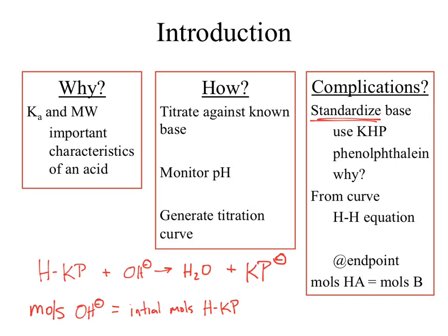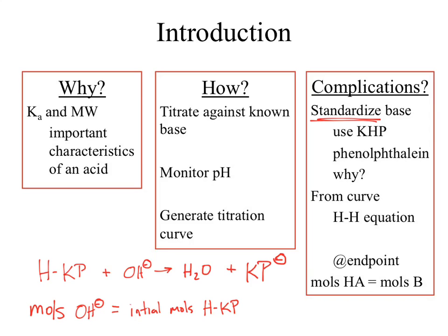So now that we've got our standardized base, we'll slowly titrate our base into our unknown acid and generate a pH titration curve. From that curve, we can use the HH equation. What is the HH equation? The Henderson-Hasselbalch equation. The Henderson-Hasselbalch equation will allow us to determine the pKa of our acid by just interpreting the curve without actually having to go through and do any fancy mathematics or ice tables or anything like that.